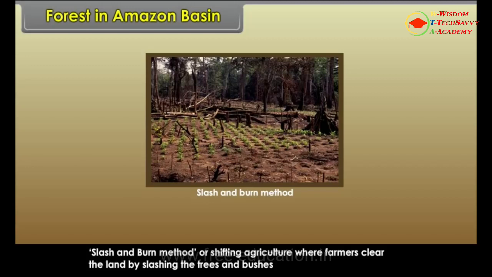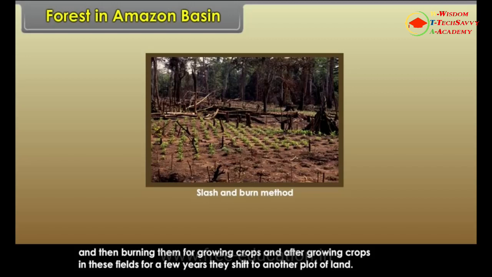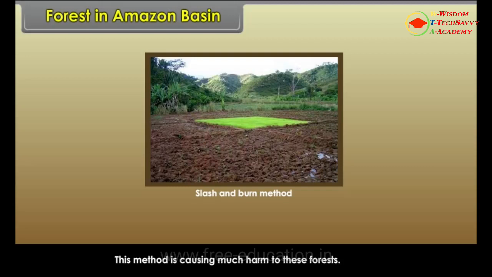Slash and burn method, or shifting agriculture, is where farmers clear the land by slashing the trees and bushes and then burning them for growing crops. And after growing crops in these fields for a few years, they shift to another plot of land. This method is causing much harm to these forests.